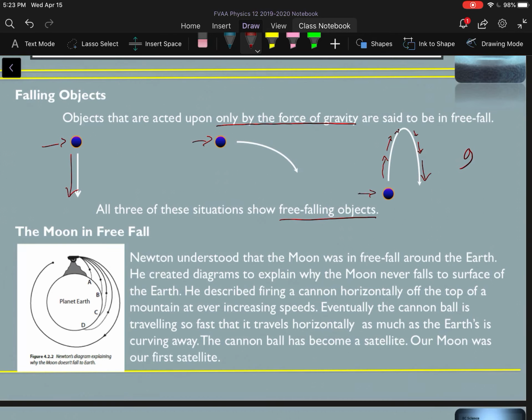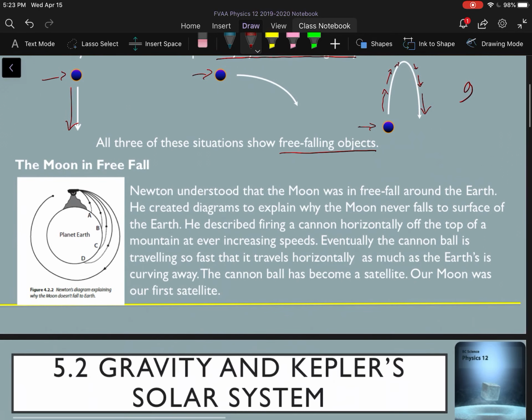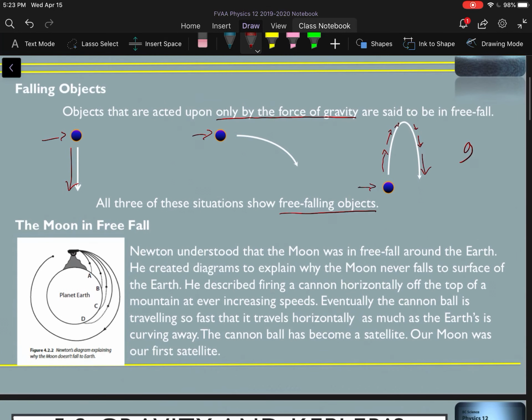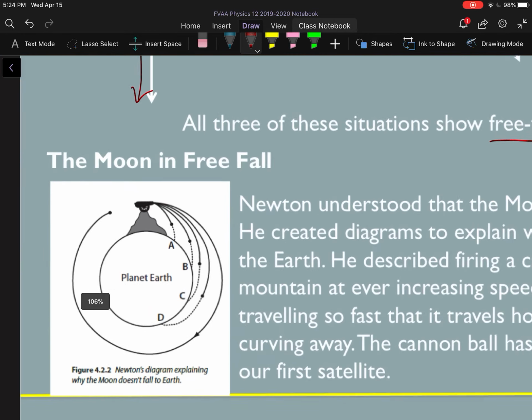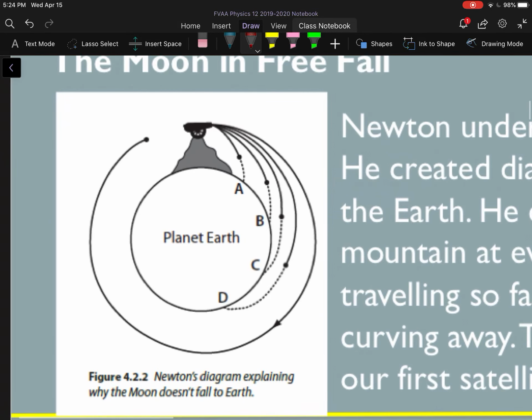So Newton took this idea and, looking up at the moon, he understood that the moon was also a free-falling object falling around the Earth. And this is how he conceptualized it, and it's a helpful diagram for us to conceptualize gravity and orbiting objects around the Earth. If you have this cannon above the surface of the Earth, and it shoots a cannonball with a certain horizontal velocity, that ball is going to travel and then, because of gravity, eventually hit the ground.